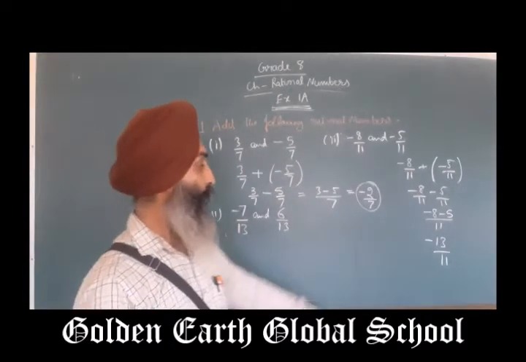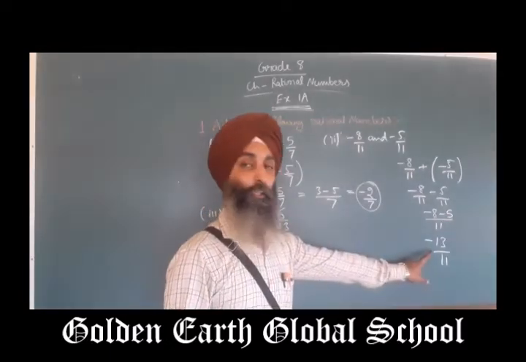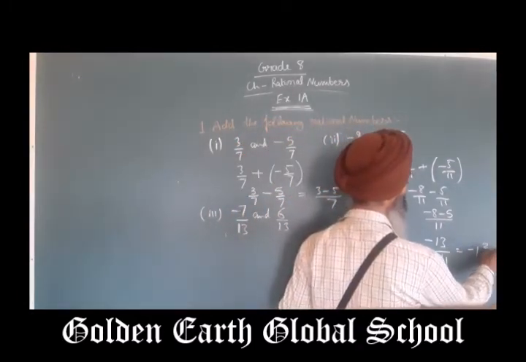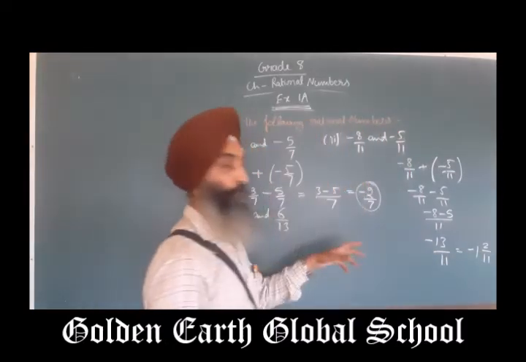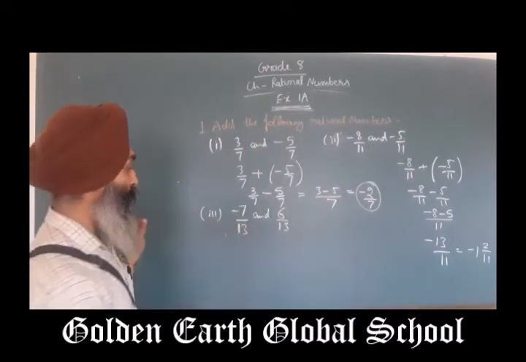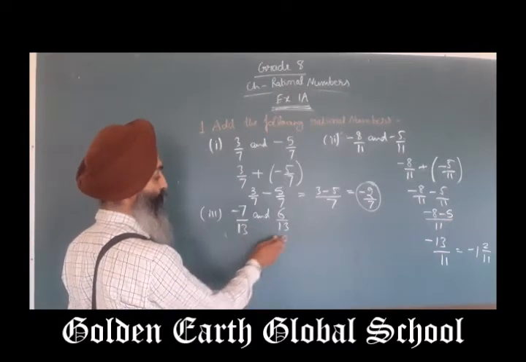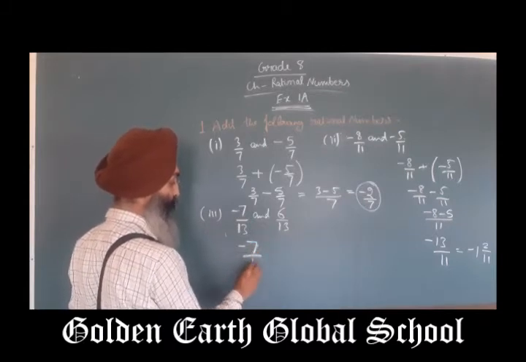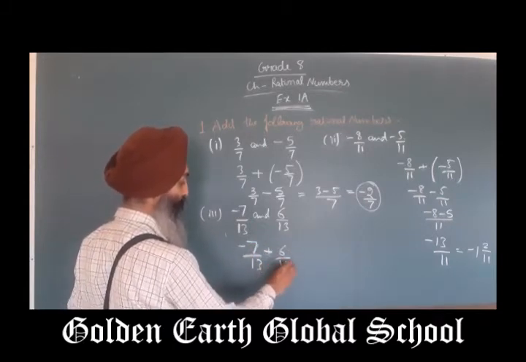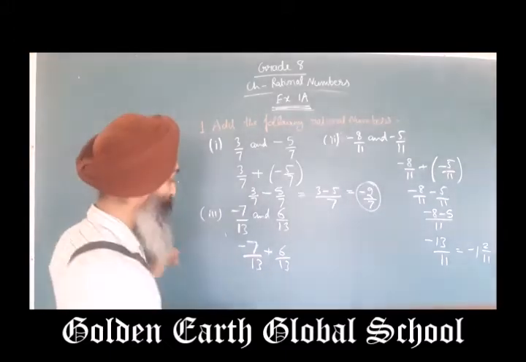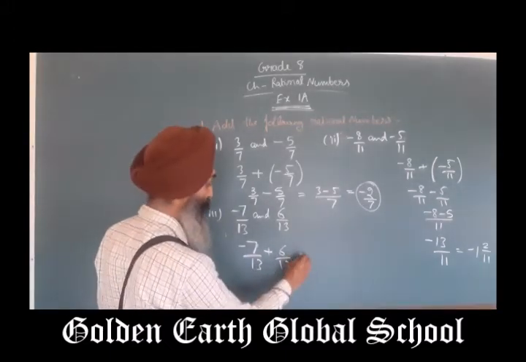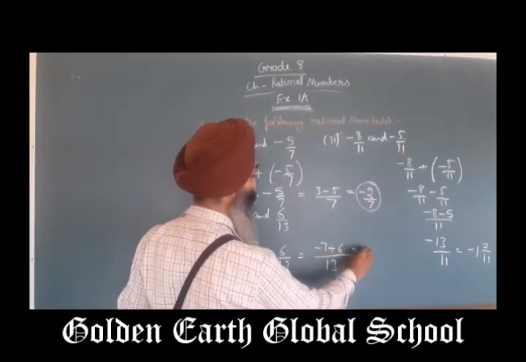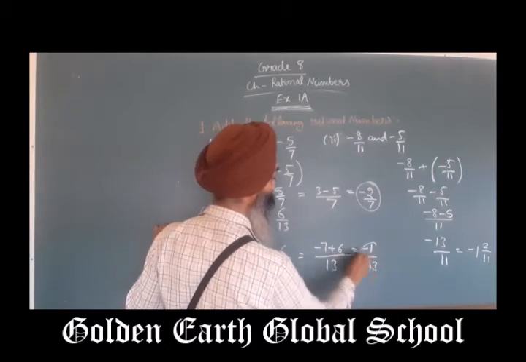Understood? You can convert it into a mixed fraction also because it is an improper fraction. So by converting the improper fraction you will get this answer in mixed fraction, right? Now the third question: one is positive, one is negative, same as the first part. So same, minus 7 upon 13 plus 6 upon 13. As the denominator is the same, what will you do? Simply write down the denominator once and minus 7 plus 6, which is minus 1 upon 13.